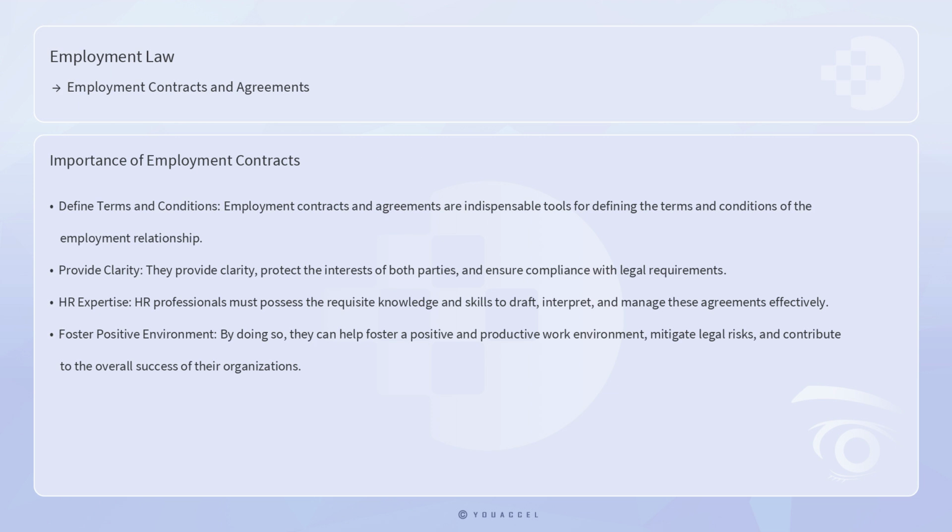In conclusion, employment contracts and agreements are indispensable tools for defining the terms and conditions of the employment relationship. They provide clarity, protect the interests of both parties, and ensure compliance with legal requirements. HR professionals must possess the requisite knowledge and skills to draft, interpret, and manage these agreements effectively. By doing so, they can help foster a positive and productive work environment, mitigate legal risks, and contribute to the overall success of their organizations.